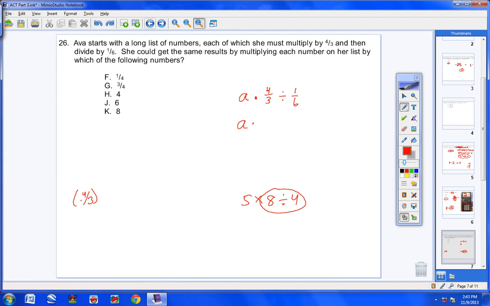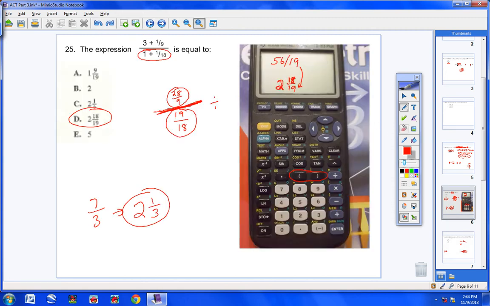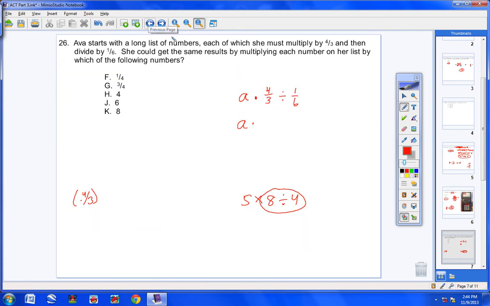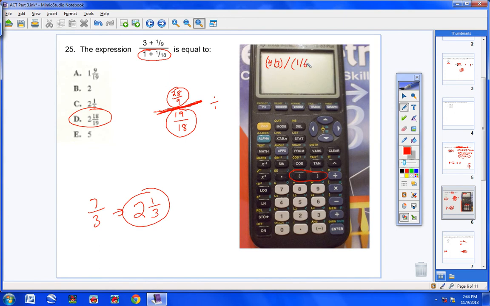I'm going to go back a page. It should look like this. So you're going to have 4/3 in parentheses, and then hit divided by, so a division symbol, and then 1 divided by 6, close your parentheses. Okay, it should look like that. And if you do that correctly, you're actually going to get out a whole number. So it just pops out. If you enter, it comes out 8.